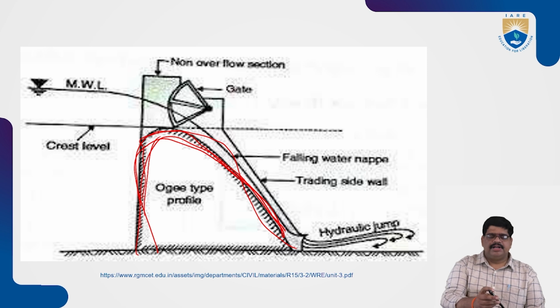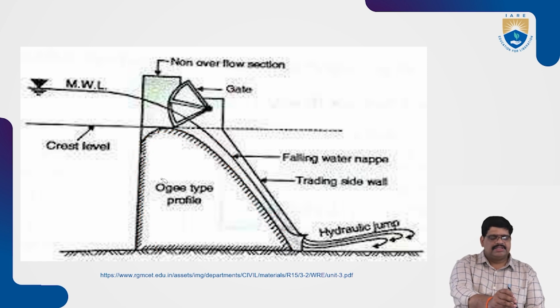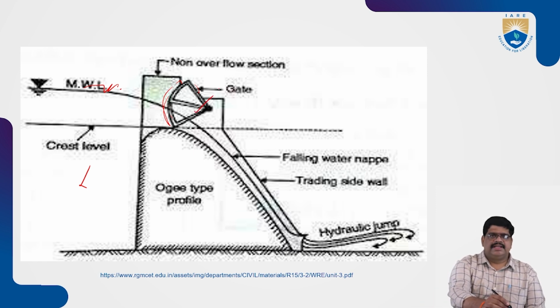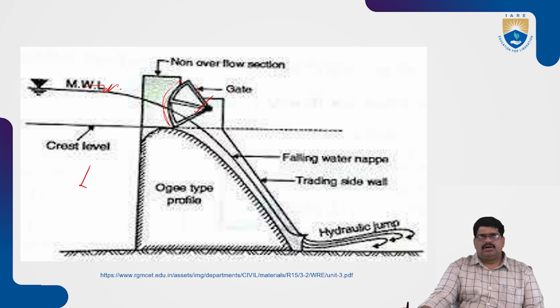Let us see the component parts of this. This is the Ogee type spillway, and this is the crest level, and the maximum water level, MWL, and gates can be provided here. Gates are provided to allow the water during floods. The excess or surplus water can be removed by using the gates, and the gates will control it here. Next, the non-overflow section of the gates.